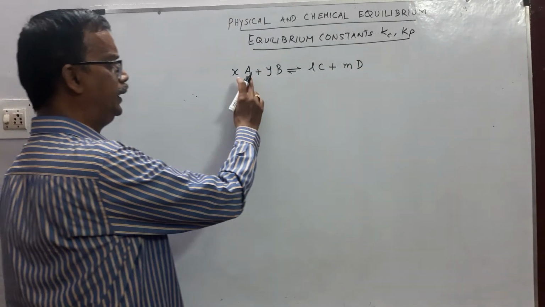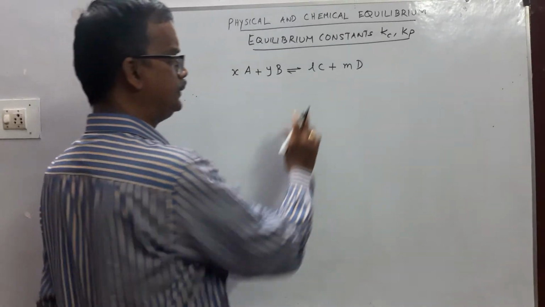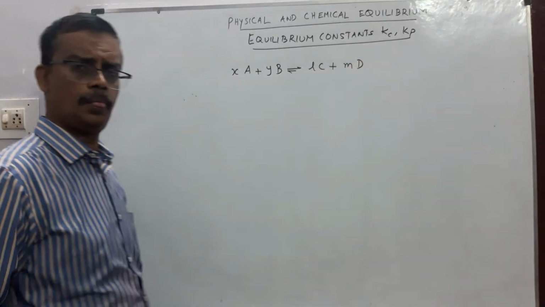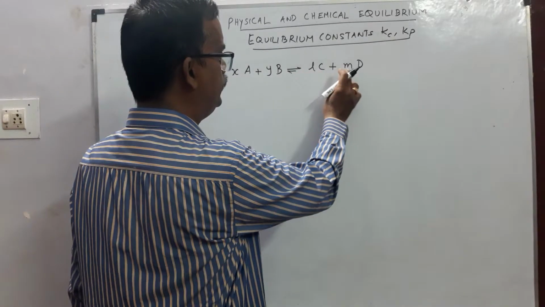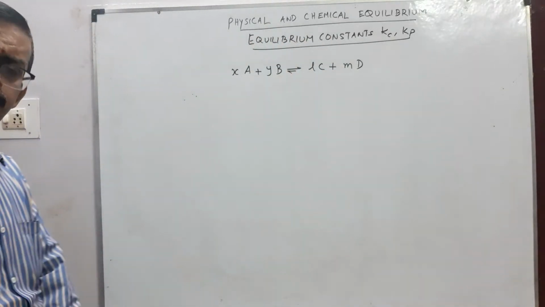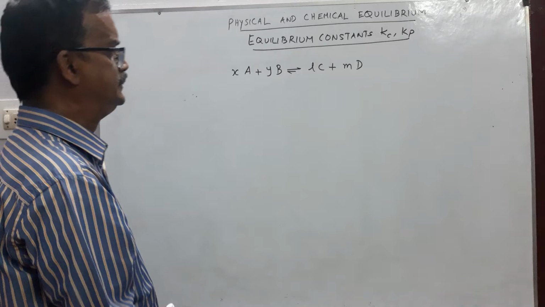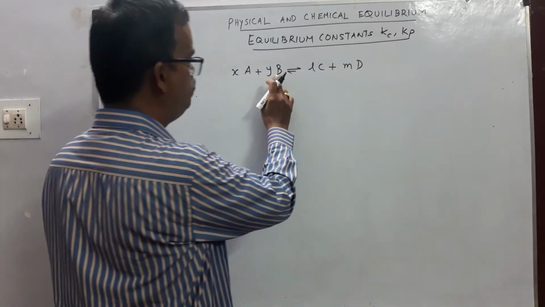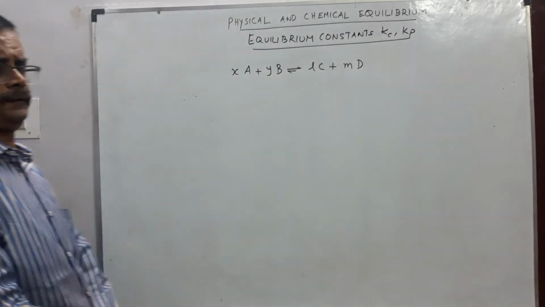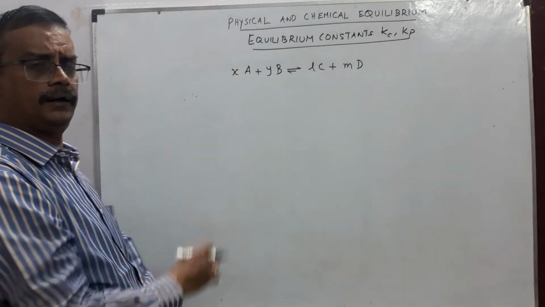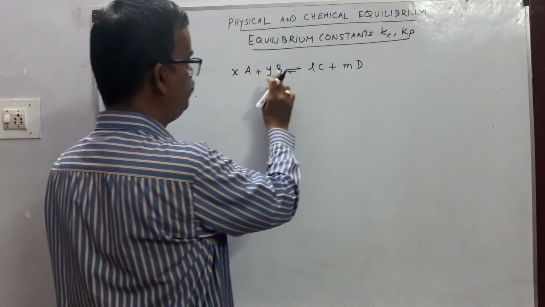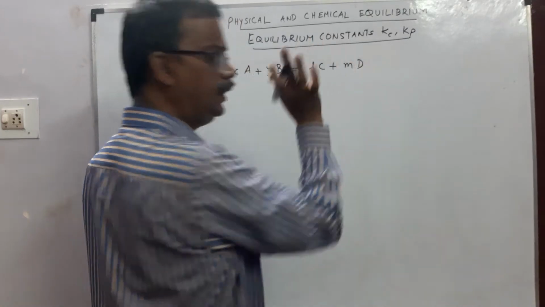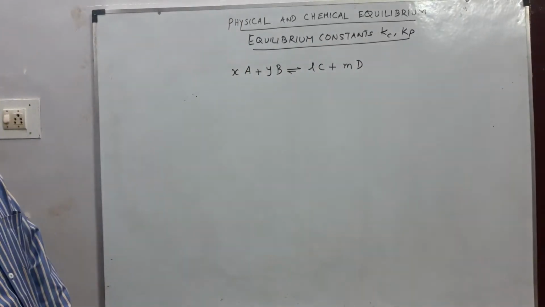Here A and B are the reactants, C and D are the products. X, Y, L, M are the stoichiometric coefficients of A, B, C and D respectively.